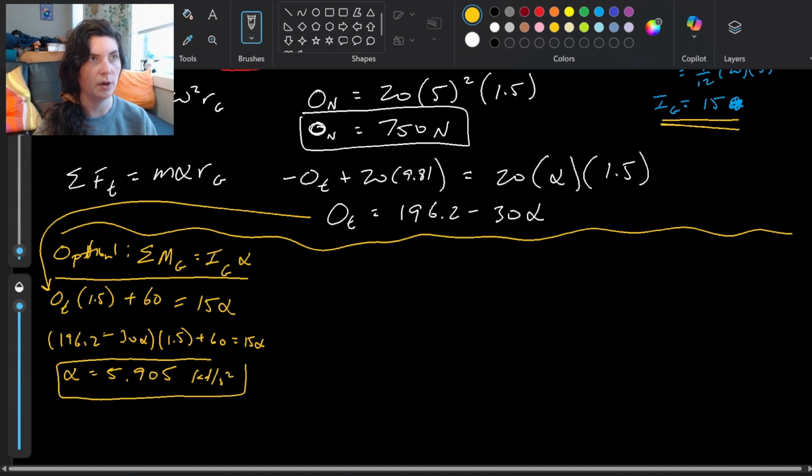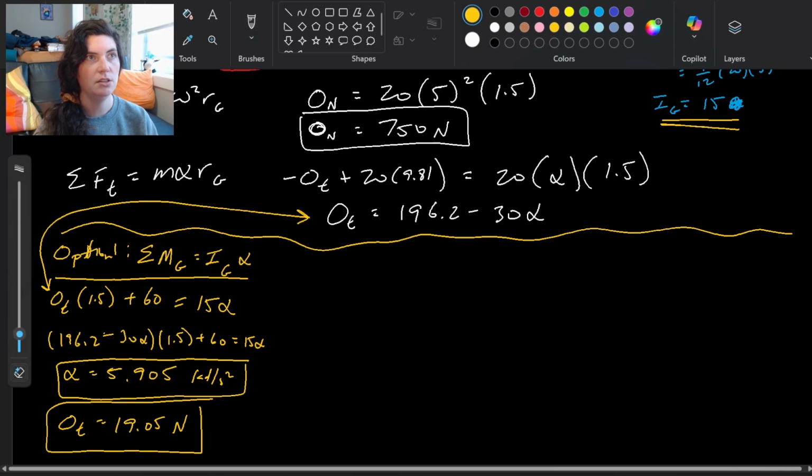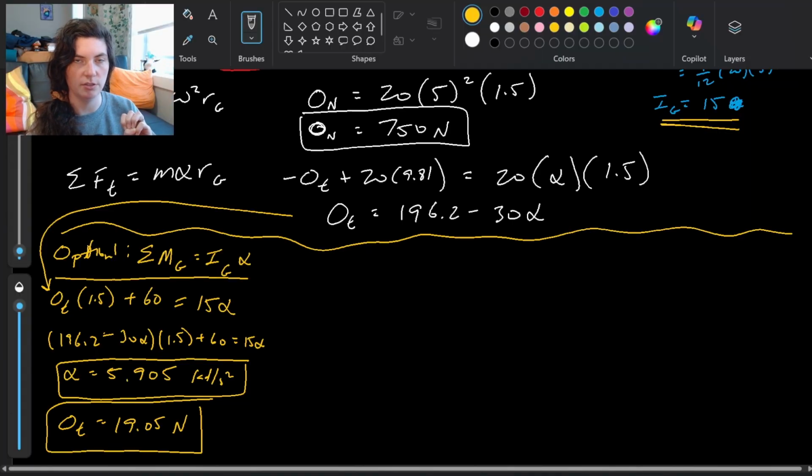radians per second squared. And then of course we can back plug into this equation up here to find that OT equals 19.05 newtons. So that's one way we can do it. We can use that sum of moments about G equals IG times alpha. Not too bad, right? Not too terribly complicated. Again, it was just pulling moments off of the free body diagram and then using that IG times alpha. But wait, there's more.